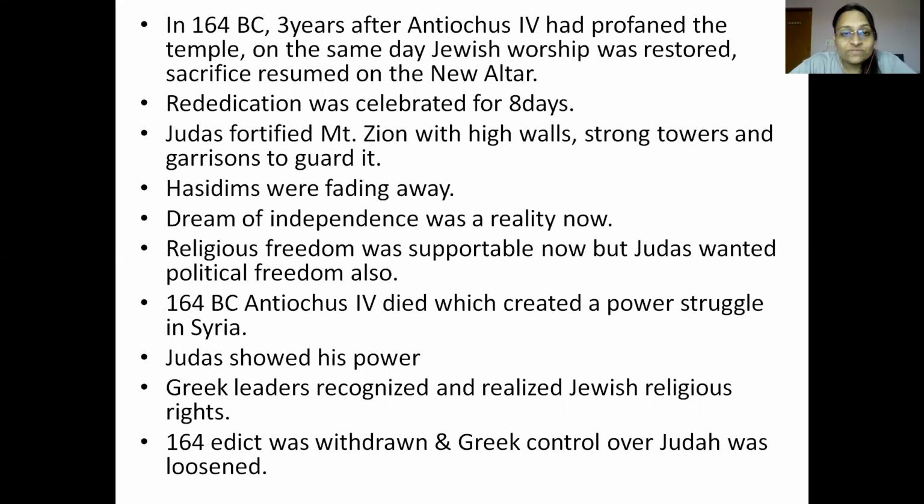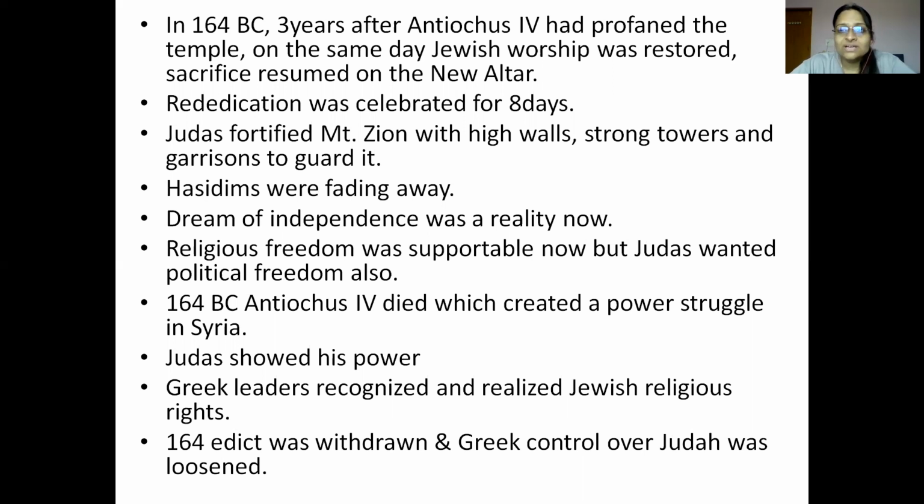Okay, so the rededication of the temple was celebrated for 8 days. Judas then fortified Mount Zion with high walls, strong towers, and garrisons to guard it. Guarded from whom? The Greek soldiers. The Hasidim were now fading away.